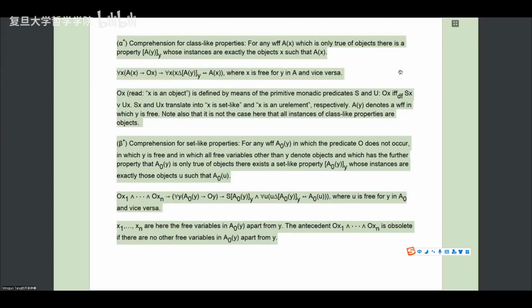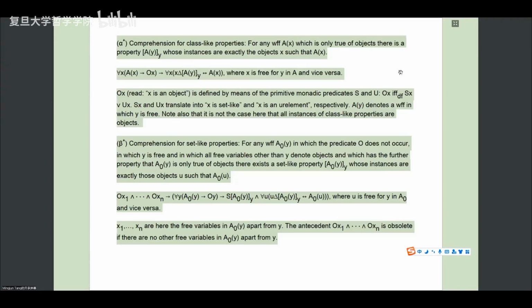And O of x, read x is an object, is defined by means of the primitive monadic predicates S and U. So these are primitive predicates. They are not defined anymore in terms of simpler predicates. And O of x if and only if S x or U x. So something is an object if and only if it is either a set-like property or it's an Urelement. S x and U x translate into x is set-like and x is an Urelement, respectively. And A of y denotes the formula in which y is free.